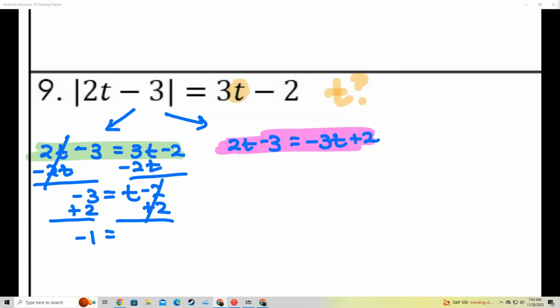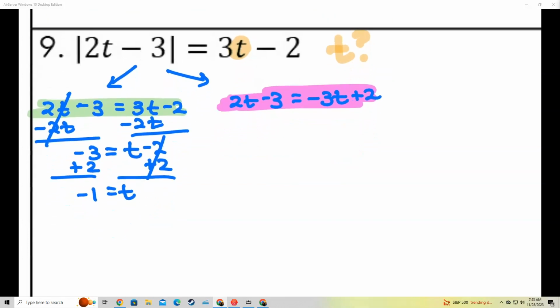I get negative 1 is equal to t. There is my first possible solution. Let's take a look at the next one.